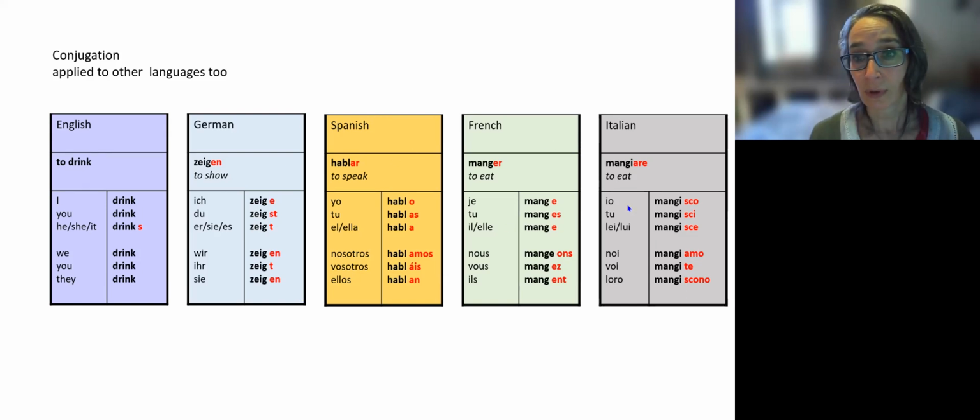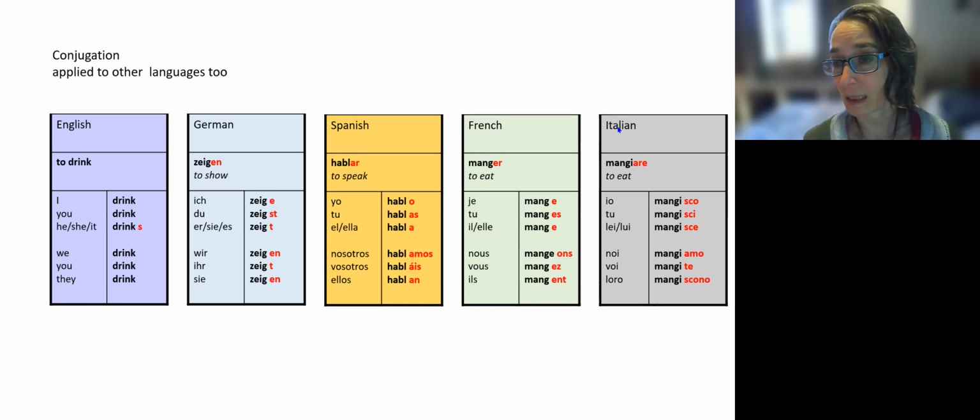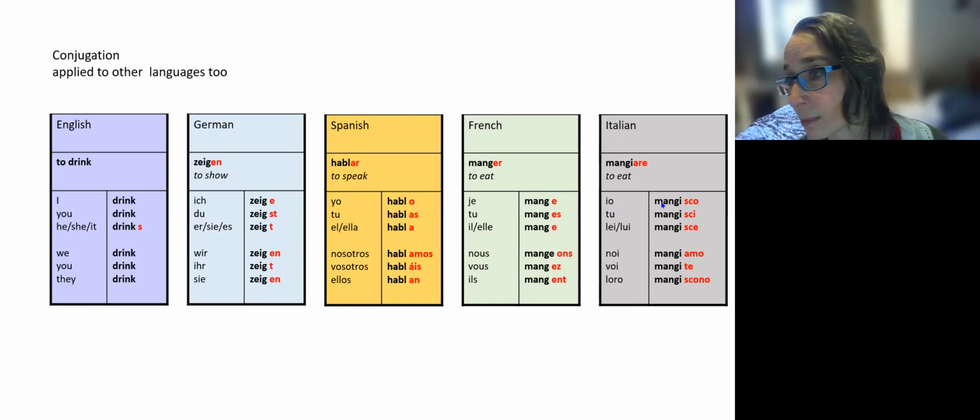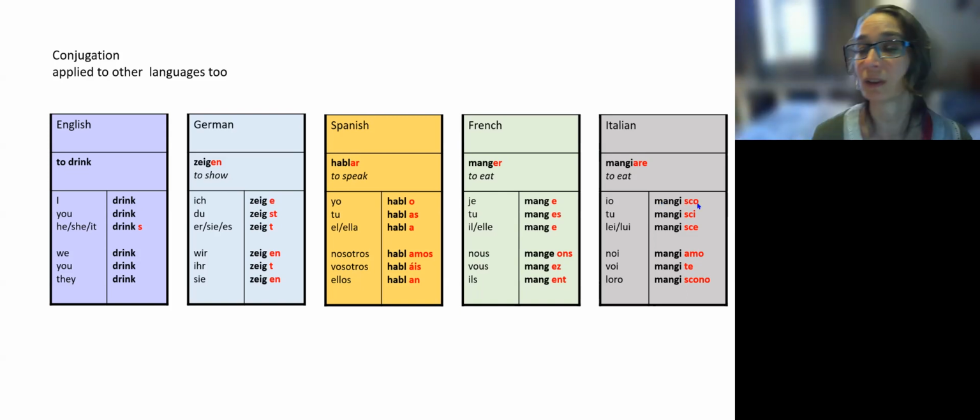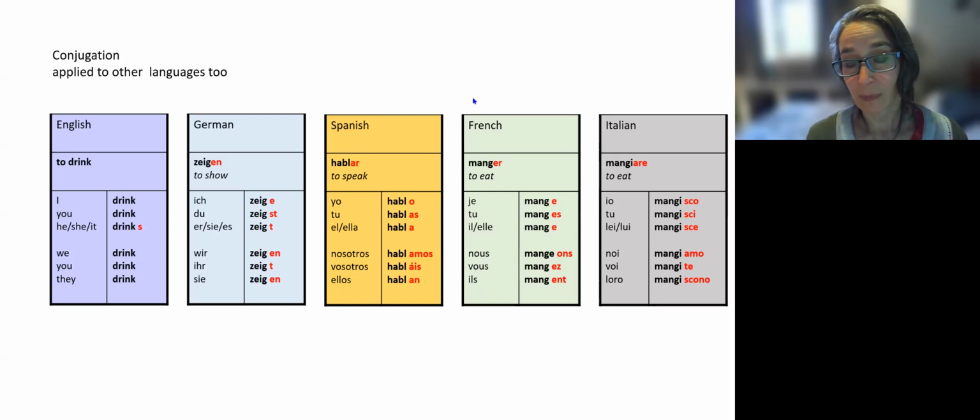And so on and so forth. This applies to all these languages. So if we go to Italian, for instance, io mangio, okay? That means I eat. Okay, so immediately, I don't speak Italian, but I know that io means I. Okay, so it's that important.